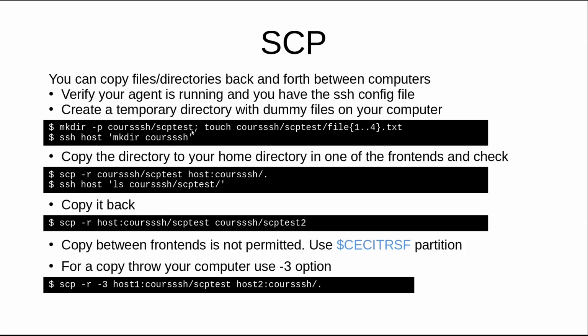Create a local directory with 4 empty files. Then create a directory on a remote host. Here you can see that you can execute commands without logging into a shell prompt. Just type ssh, the host, and the command. Replace the host with one of the front-end hosts present in your configuration file. Then copy the directory to one of the front ends and check the copy with the remote command.